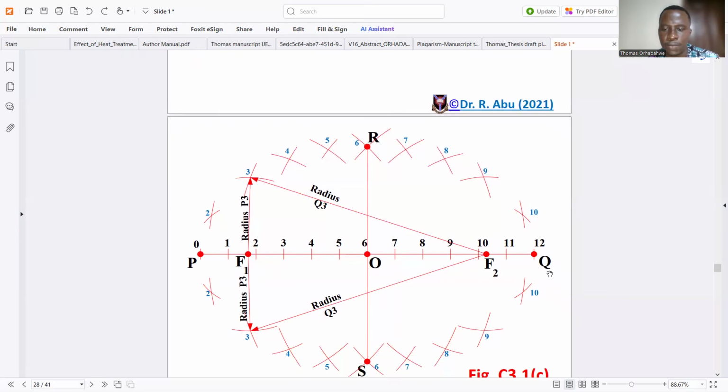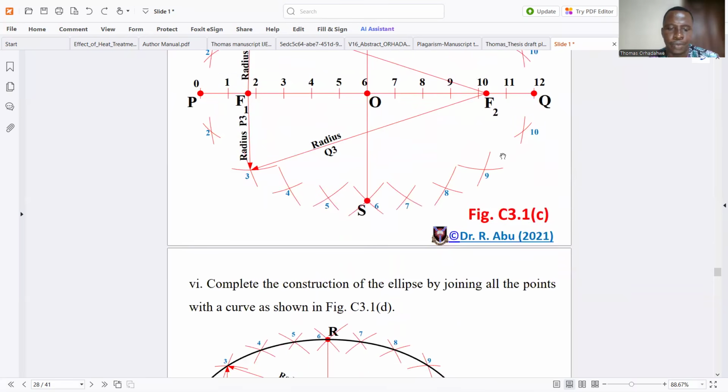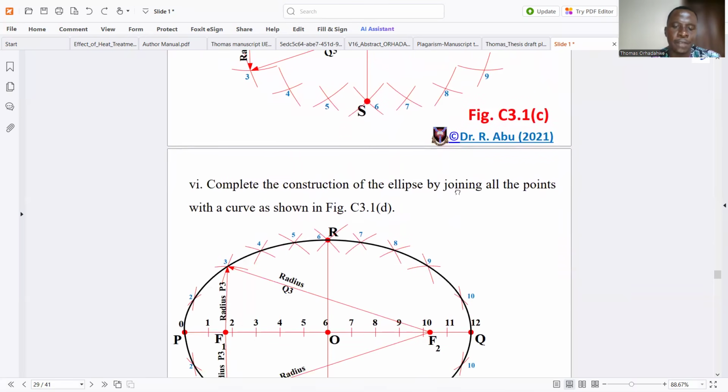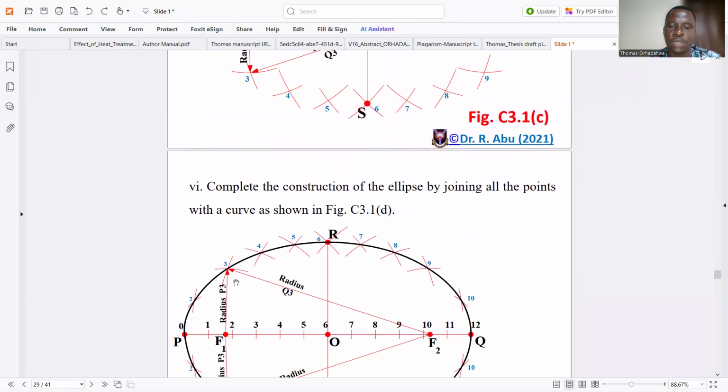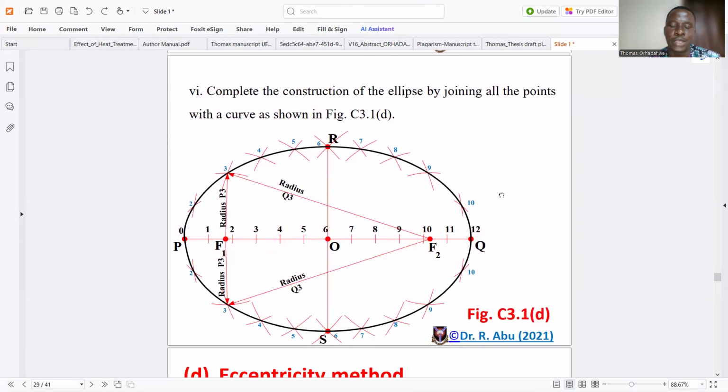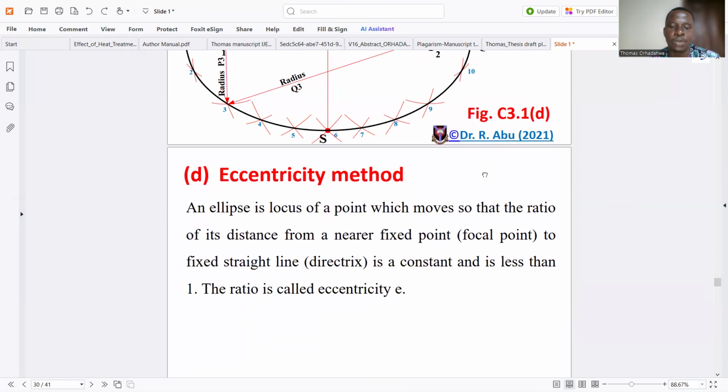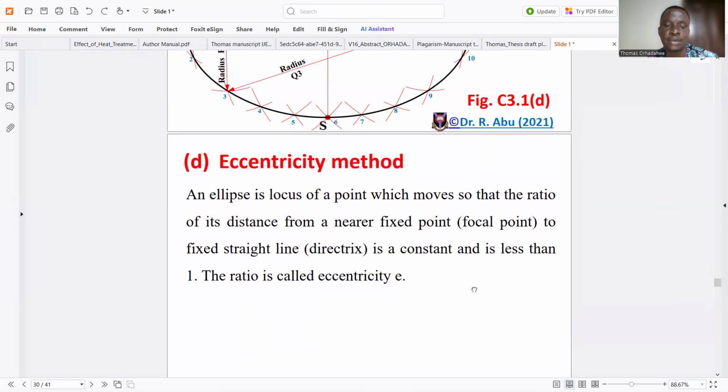Now that you have created the points, it is easy to join with your French curve. You join them smoothly with your French curve. And one simple way to ensure that it is smooth, make sure at least 3 points fall on the curve before you join. Then we'll come to the last method, which is the eccentricity method.